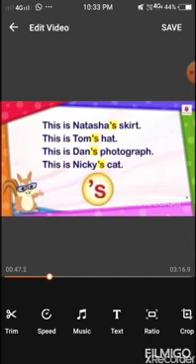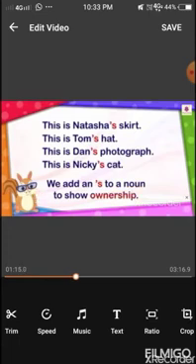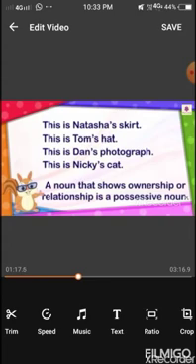He uses apostrophe S, a special sign to talk about these things. It is called an apostrophe and S. A noun can show what it owns or possesses. We add an apostrophe S to a noun to show ownership. A noun that shows ownership or relationship is a possessive noun.